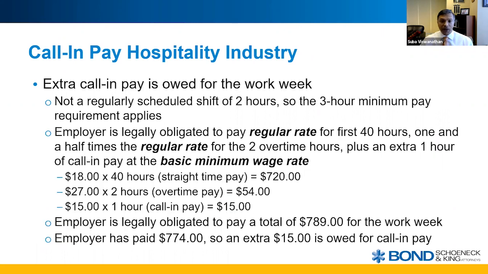So in this example, extra call-in pay is owed for the work week. It's not a regularly scheduled shift of 2 hours, so the 3-hour minimum pay requirement will apply. The employer in the hospitality industry is legally obligated to pay the regular rate for the first 40 hours, 1.5 times the regular rate for the 2 overtime hours, plus an extra hour of call-in pay at the basic minimum wage rate. So that $774 isn't going to be enough. The employee is going to be owed an extra $15 for that 1 hour of call-in pay for that Sunday banquet. Next slide, please, Kathy.